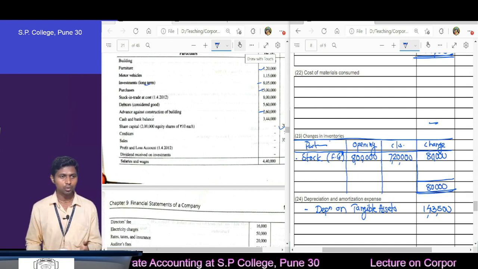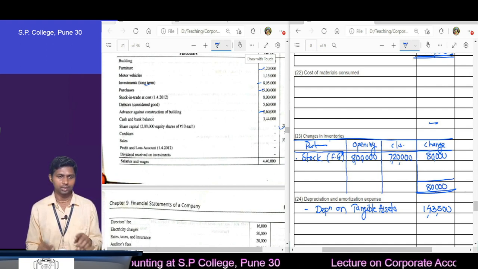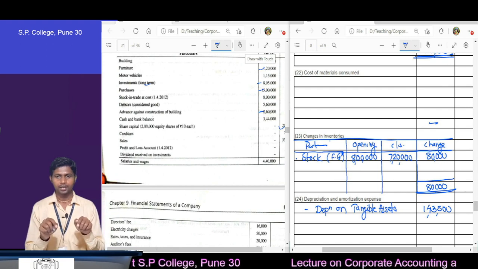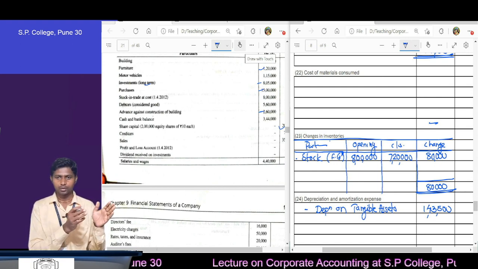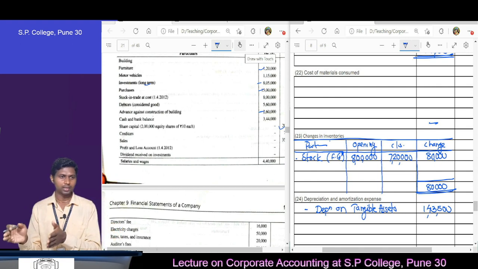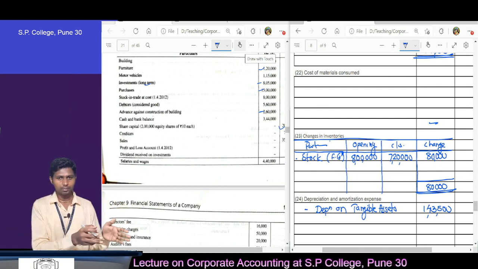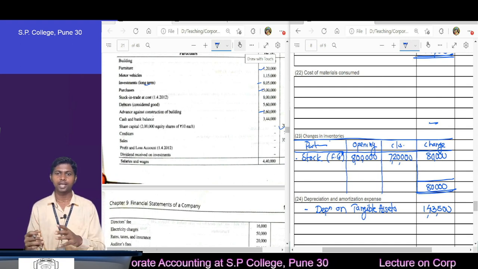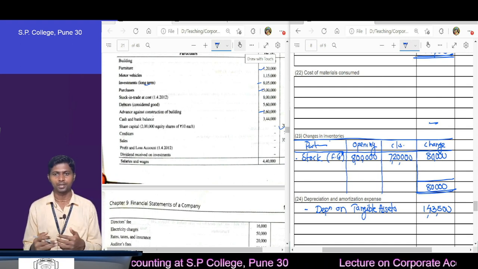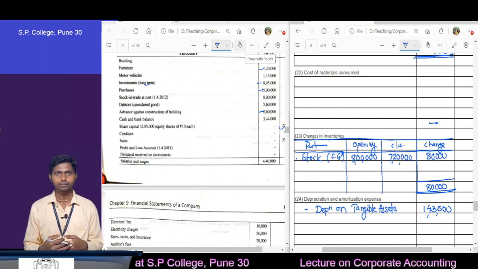If closing is more, then your profit will increase. Now assume a horizontal balance sheet. In a horizontal profit and loss and balance sheet, we write on the debit side all expenses, on the credit side all incomes. Opening stock on the debit side, closing stock on the credit side. If you write anything on the credit side, then that increases your what? Profit. That increases your profit.